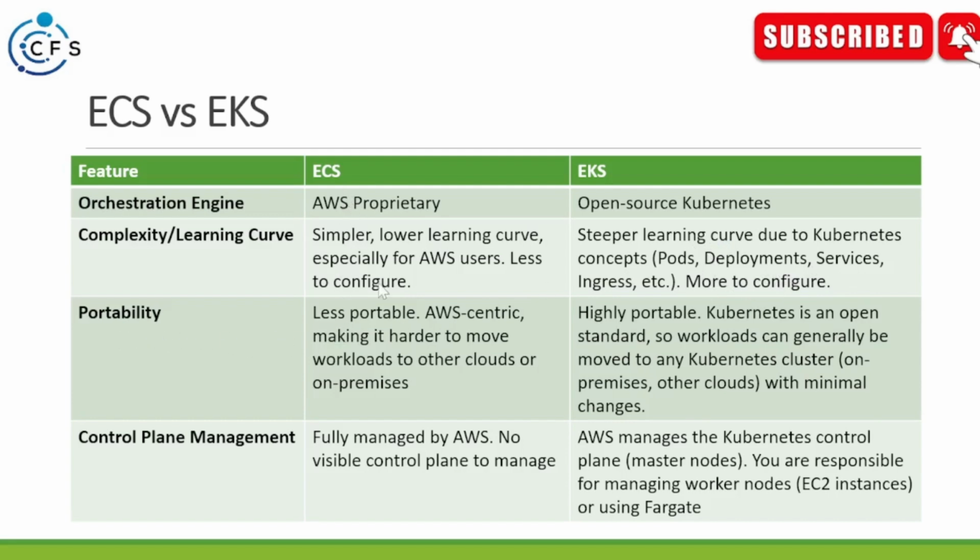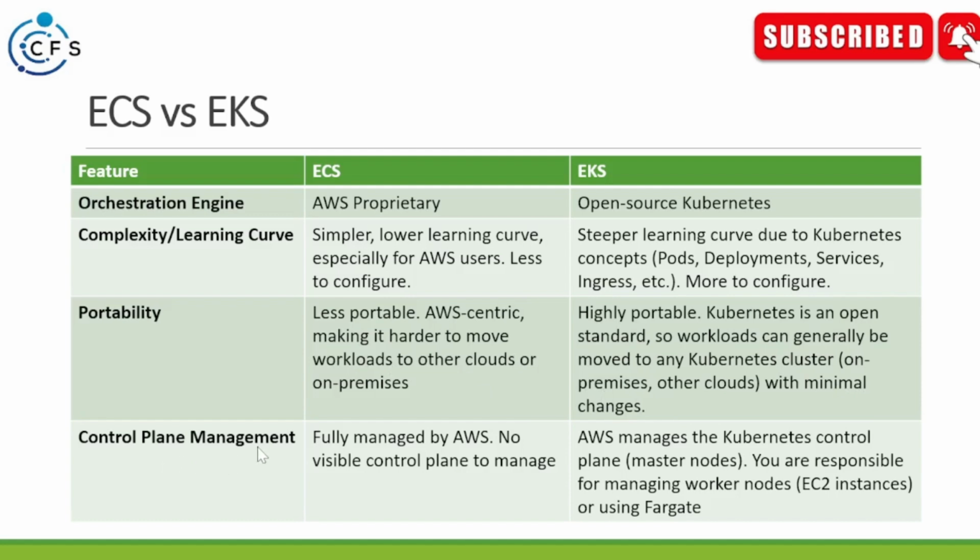Portability: ECS is less portable. Why? Because it deals with AWS ecosystem services. It is AWS centric, making it harder to move workloads to other clouds and on premises. Whereas EKS is highly portable. Kubernetes is an open standard, so workloads can generally be moved to any Kubernetes cluster, on premises or on other clouds, with minimal changes. That's the major difference.